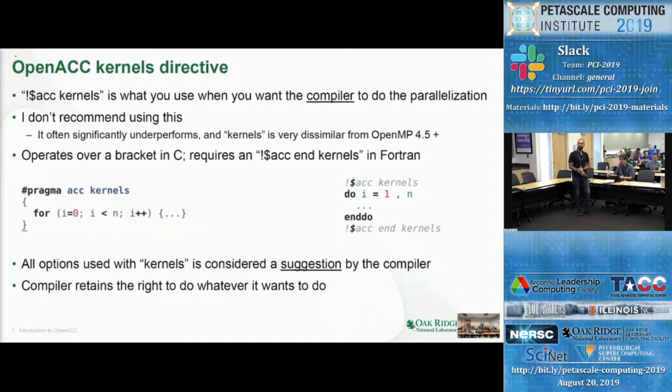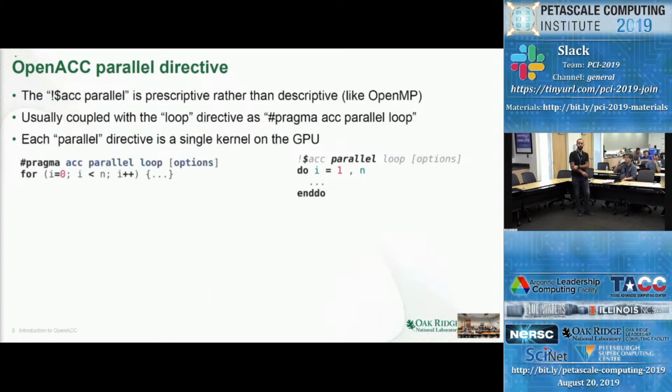Your best bet is to use the parallel loop form, which is this. So this is prescriptive. This says you will do what I say and you will not change things. This is a lot more similar to what OpenMP already does. Usually when we use the ACC parallel directive, it's coupled with a loop directive altogether as parallel loop, and you apply it to the next loop in your code. Every parallel directive is generally a single kernel on the GPU.